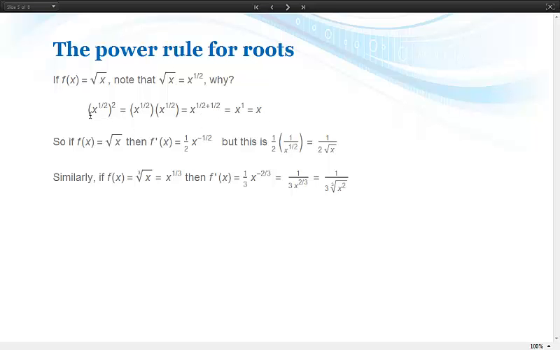So what happened? The thing I squared gave me x, so that thing must be the square root of x. So x to the 1/2 is the square root of x. So now we can use the power rule on roots.